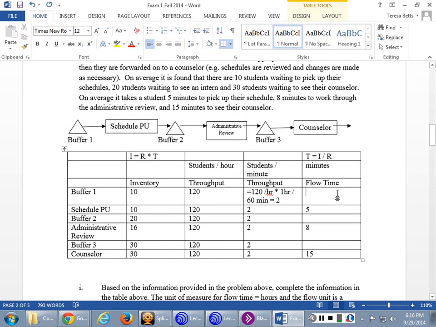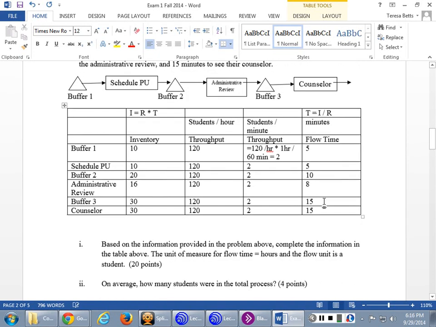Okay, and we were getting ready to do flow time, so our flow time for buffer 1 should be 10 divided by 2, which will be 5 minutes, right? For buffer 2, it'll be 20 divided by 2, which will be 10, and for buffer 3, it will be 30 divided by 2, which will be 15. So flow time. Okay, thank you. Okay, good. So based on the information provided above, fill the table out.